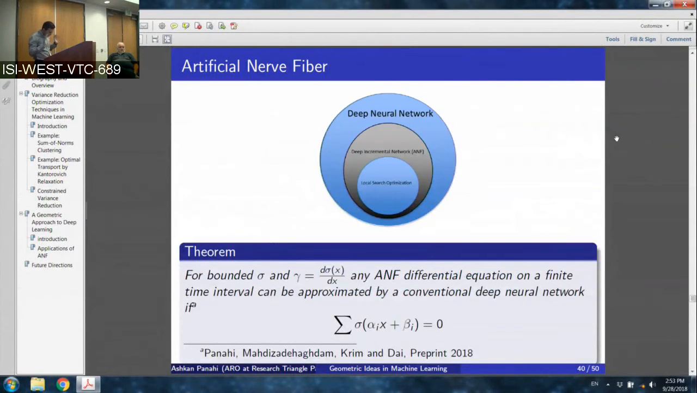Okay, so just to step back and look at what we are doing, we have these deep neural networks, and we have these optimization algorithms that we talked about. And now we introduce this ANF, which is something in between. From one point of view, it's a neural network. From another point of view, it's actually a local search algorithm. And we can actually benefit from this.